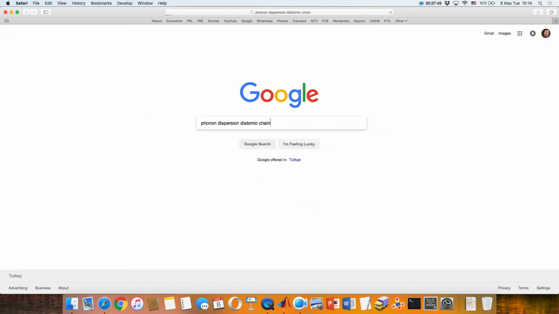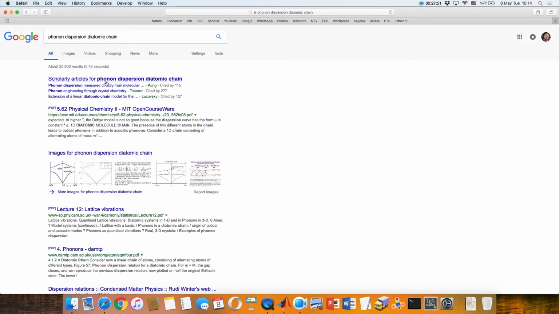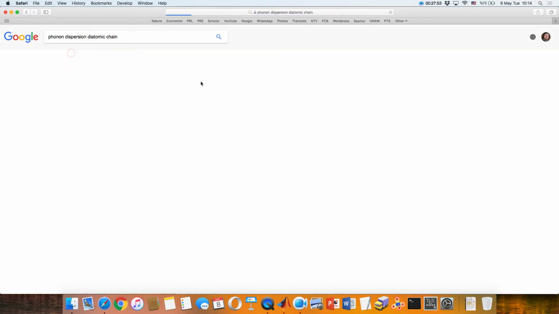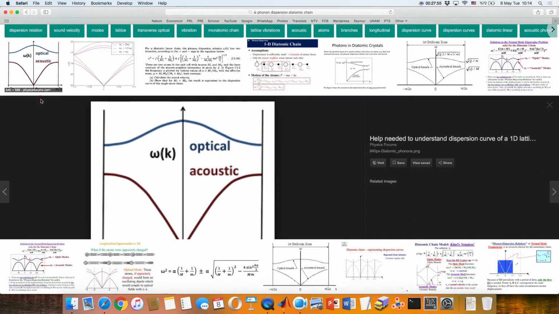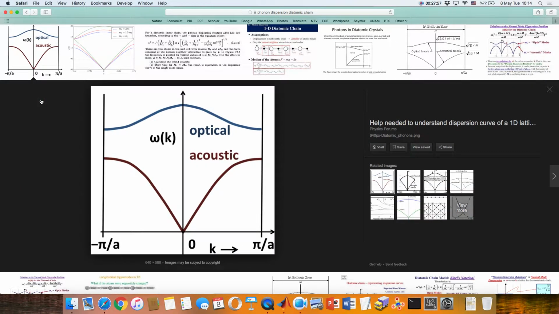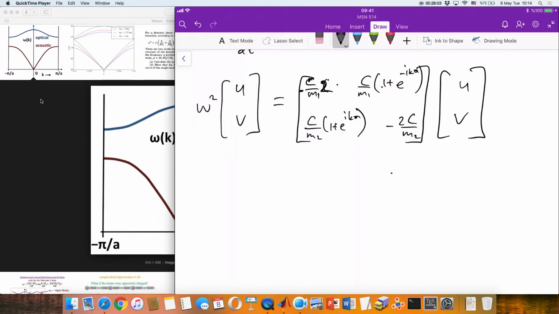Phonon dispersion of diatomic chain. So after you solve this equation, you can imagine how to solve this, right? Do you want me to write down the equation, the relevant equation?